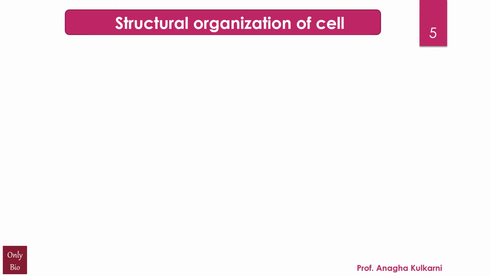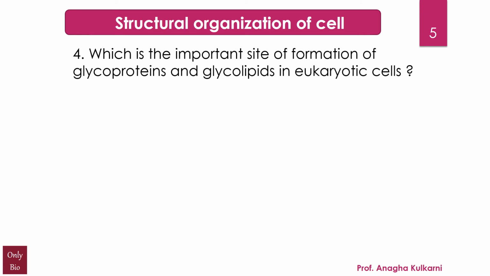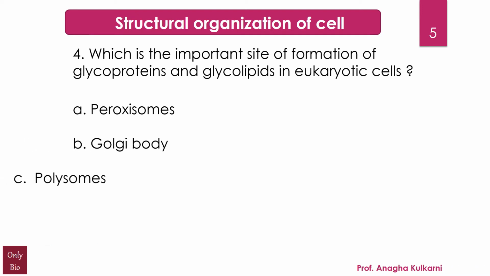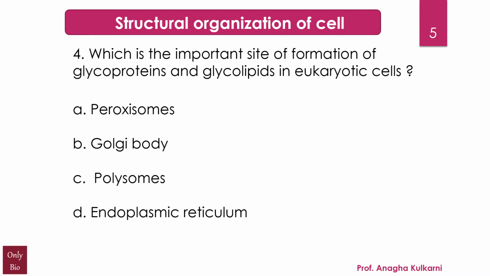The next question relates with structural organization of the cell, and the question is, which is the important site of formation of glycoproteins and glycolipids in eukaryotic cells? And the options given are A. Peroxisomes, B. Golgi body, C. Polysomes, and D. Endoplasmic reticulum. And the correct answer is Golgi body.